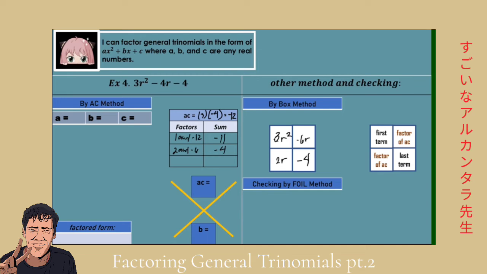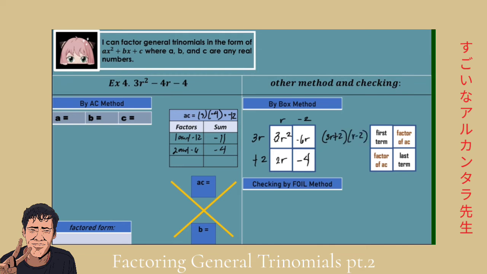So let's start first with the horizontal. 3r squared and negative 6r, their GCF is 3r. For 2r and negative 4, the GCF is positive 2. For 3r squared and 2r, the GCF is r. For negative 6r and negative 4, the GCF is negative 2. So the answer here is 3r plus 2 and r minus 2.